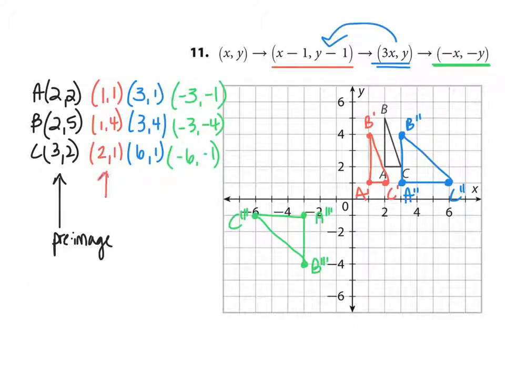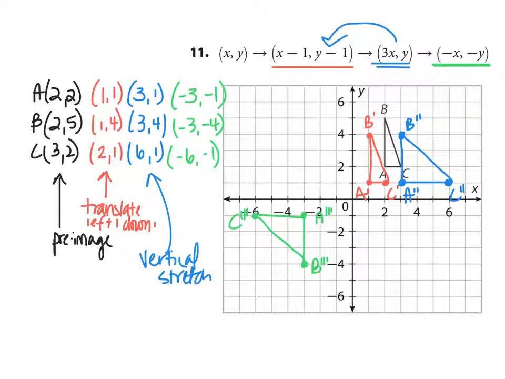But then we can make a note that the first thing we did was we translated, and we should probably say that we translated left 1, down 1. And then in blue, let's see, that was a, what did we say, vertical stretch. And we can say by 3.